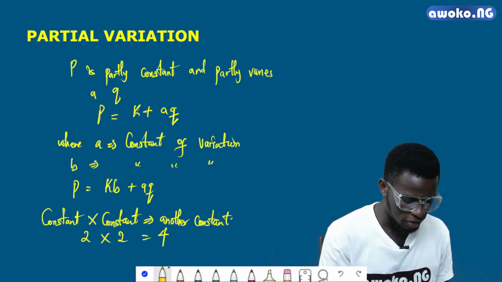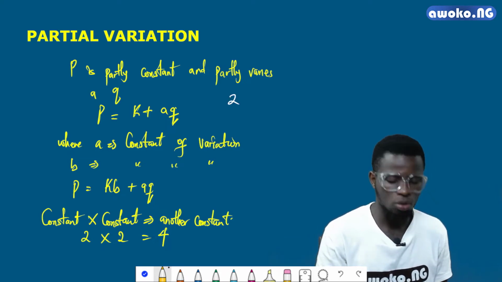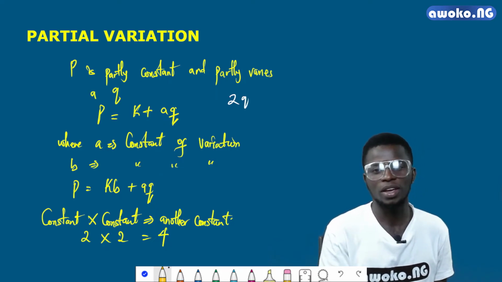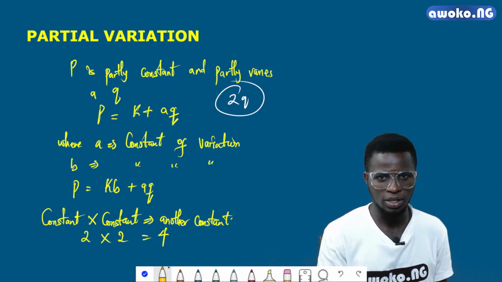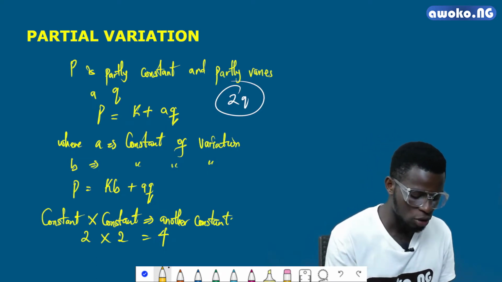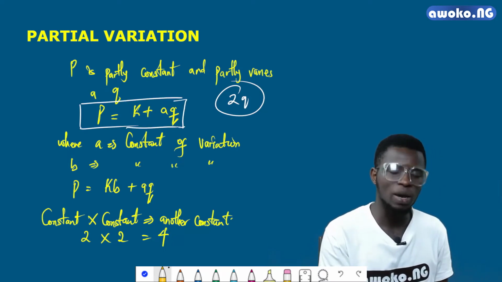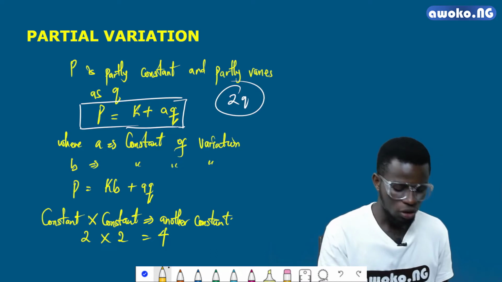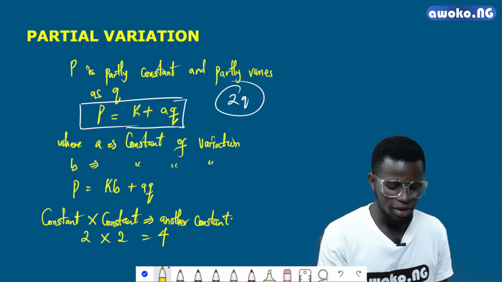But if we have a constant 2 multiplying a variable Q, of course the result is not going to give you a constant. Is that okay? It's going to give you a variable in this form. Do you understand? It's going to give you a constant multiplied by a variable. So that is why we have chosen to write the mathematical expression for P is partly constant and partly varies as Q to be equal to P is equal to K plus AQ.